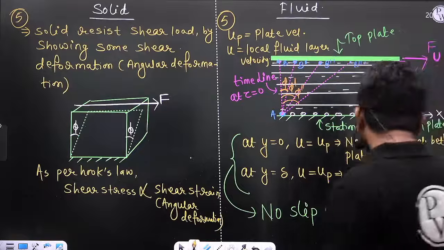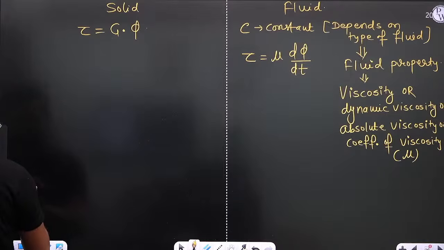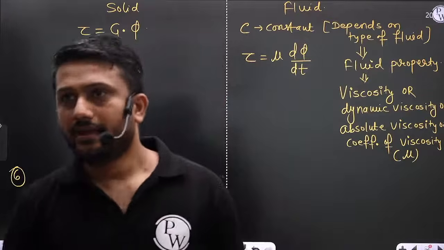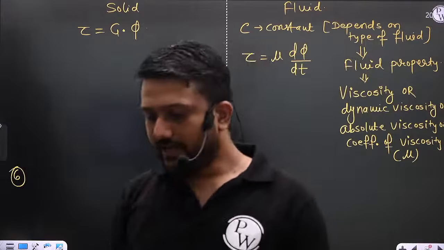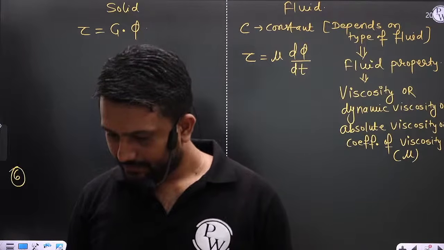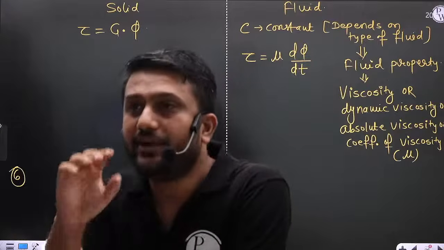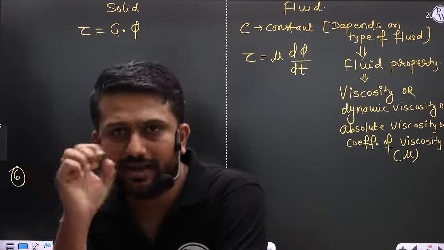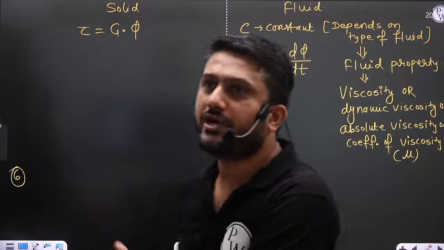Right? Now come to difference number 6. Now tell me guys, let us talk about the fluid. In case of the fluid, is total deformation important or is rate of deformation important? Or is total angular deformation important or rate of angular deformation important? Which one is important in case of the fluid?